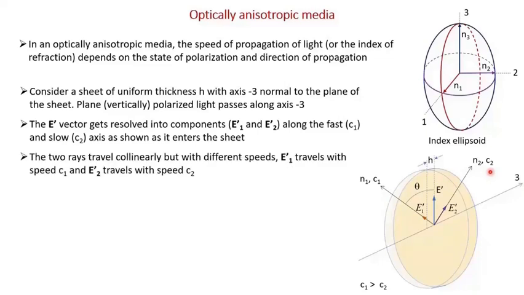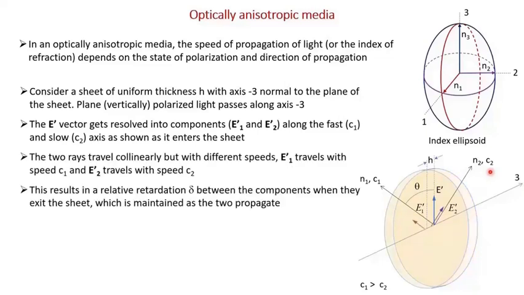Because of this, when they emerge out of the sheet, there will be a relative retardation delta between the two components. Subsequently, when they propagate, this relative retardation delta is maintained. Delta is related to the thickness of the sheet and the two refractive indices N2 and N1 as shown here. For this particular case, the speed C1 is greater than C2, or N2 is greater than N1.